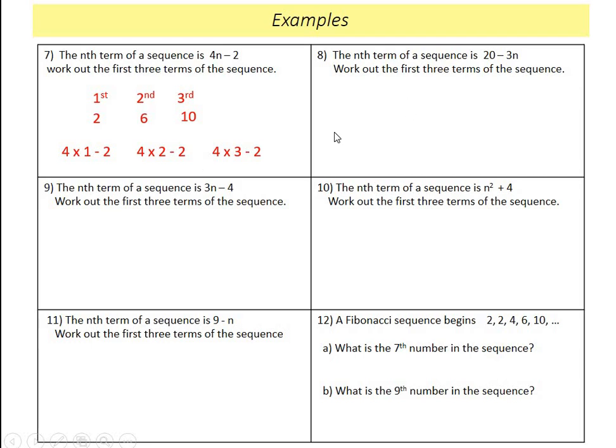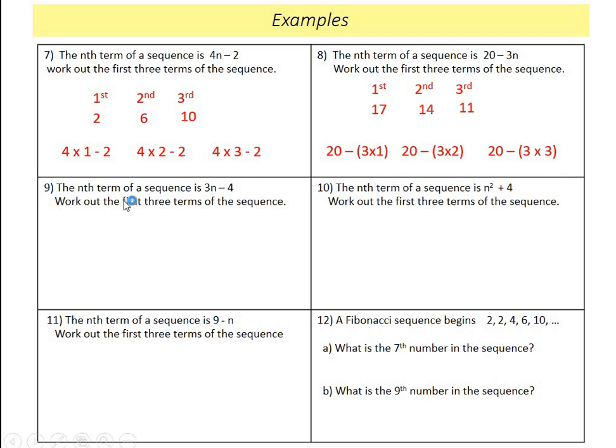Here's a similar one. We want the first 3 terms again. We're told that we need to do 20, take away 3 lots of n. So every time I'm going to do 20, take away something. So the first one, I do 20, take away 3 lots of 1, which is 17. For the second term, I do 20 take away 3 lots of 2, which is 14. And for the third term, I do 20 take away 3 lots of 3, which is 11. So the first three terms are 17, 14, and 11.